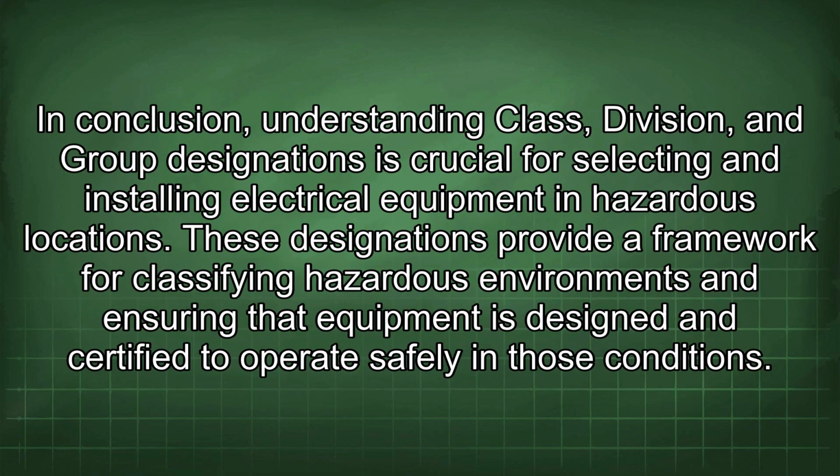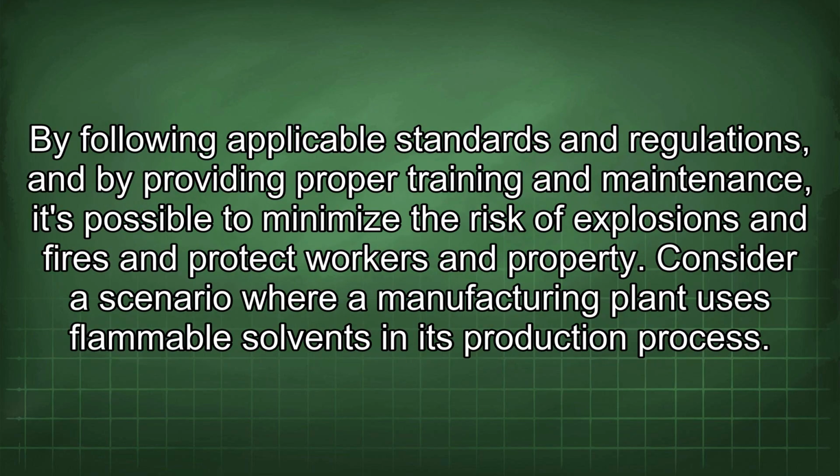In conclusion, understanding class, division, and group designations is crucial for selecting and installing electrical equipment in hazardous locations. These designations provide a framework for classifying hazardous environments and ensuring that equipment is designed and certified to operate safely in those conditions. By following applicable standards and regulations, and by providing proper training and maintenance, it's possible to minimize the risk of explosions and fires and protect workers and property.